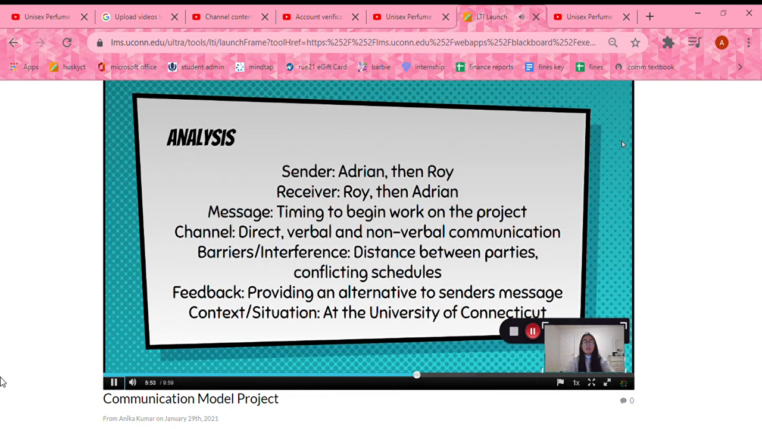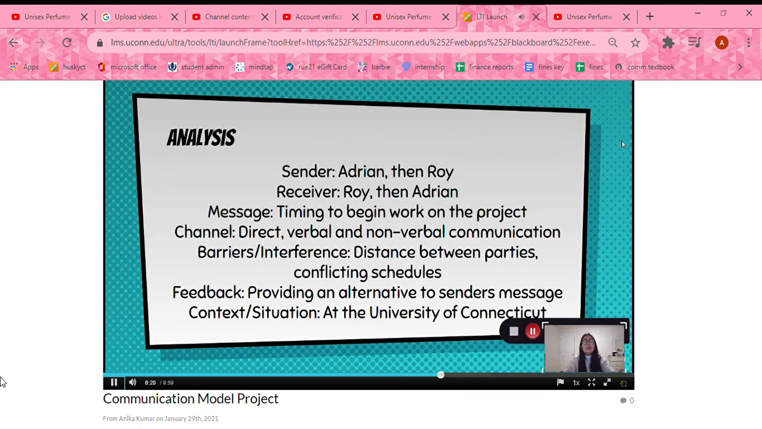So in this communication, the sender and the receiver, as I mentioned before, both parties play equal roles. So Adrian is also the sender, but he's also the receiver, as well as Roy is the sender, and he's also the receiver. The message states the timing to begin working on the project, and the channel, the method by which this communication is going through, is direct, verbal, and nonverbal communication.